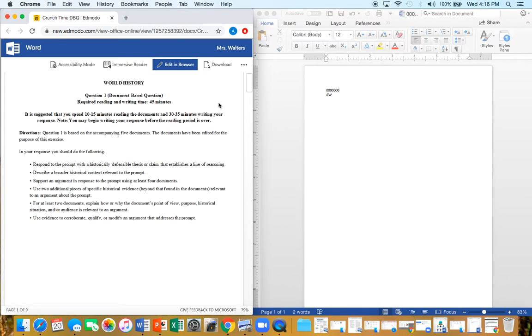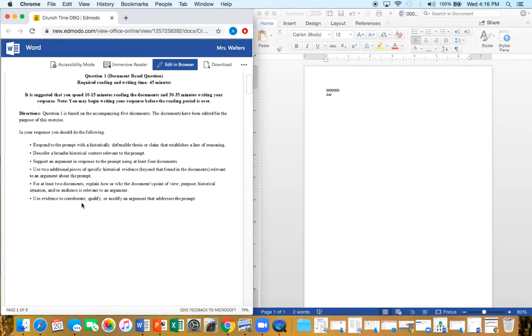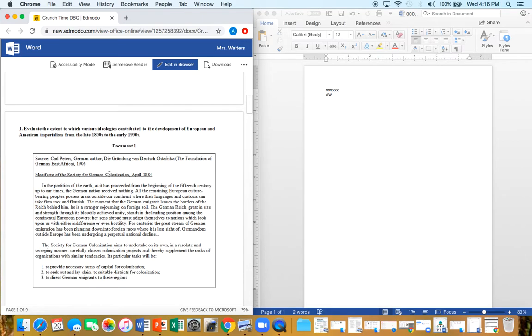Oh my gosh, I'm reading through it. Here's my checklist I can use later. And here's the prompt: Evaluate the extent to which various ideologies contributed to the development of European and American imperialism from the late 1800s to the early 1900s. Well, that's a mouthful.